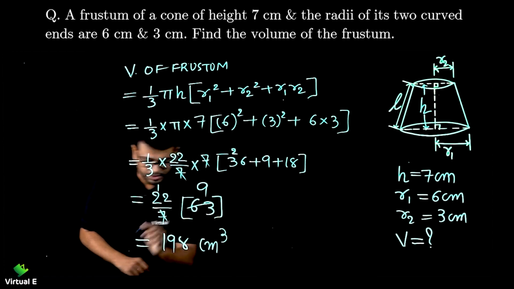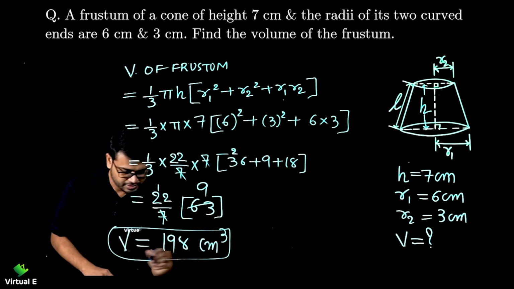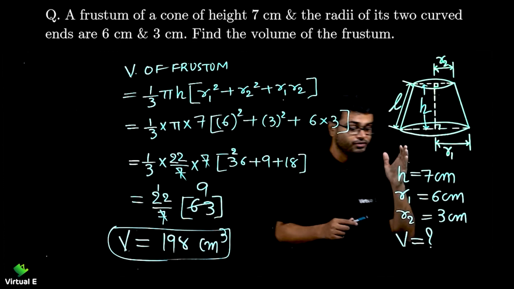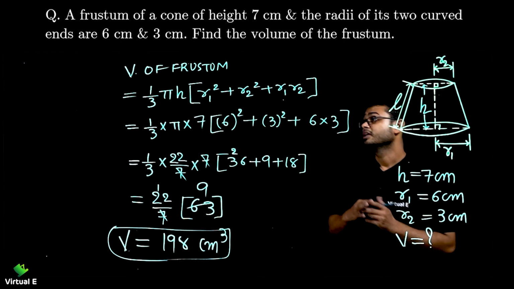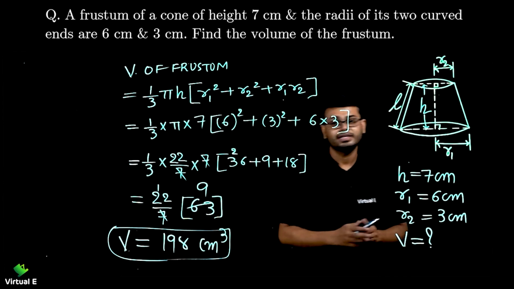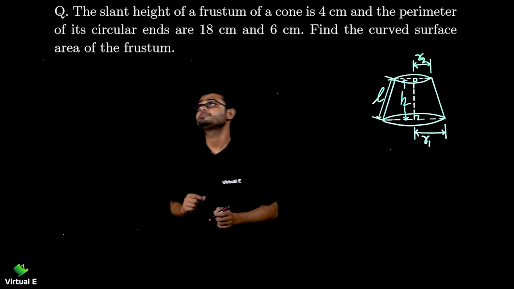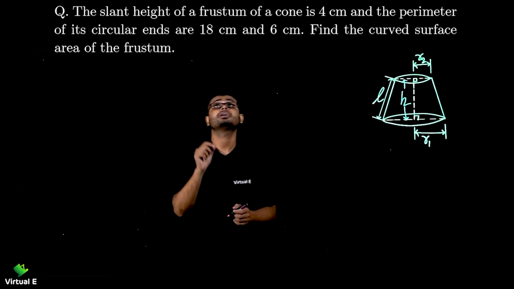Centimeter cube. Remember, we are talking about the volume, not the square, right? So this is a very simple question. You have the value of H, value of R1, value of R2, and the volume we need to find. So apply the formula and get the value of the volume, which is 198 centimeter cube. Let's discuss one more problem. The slant height of a cone is 4 cm.